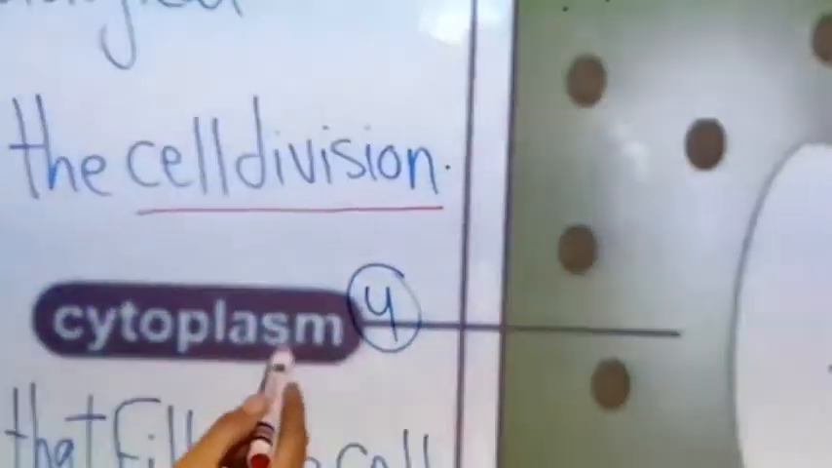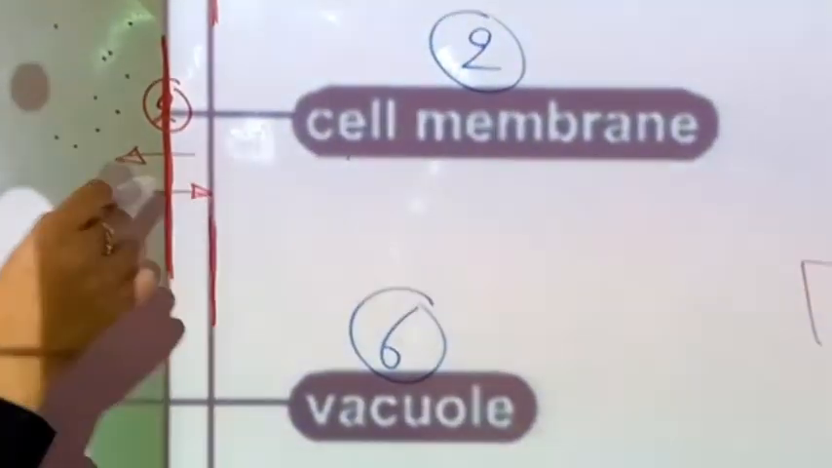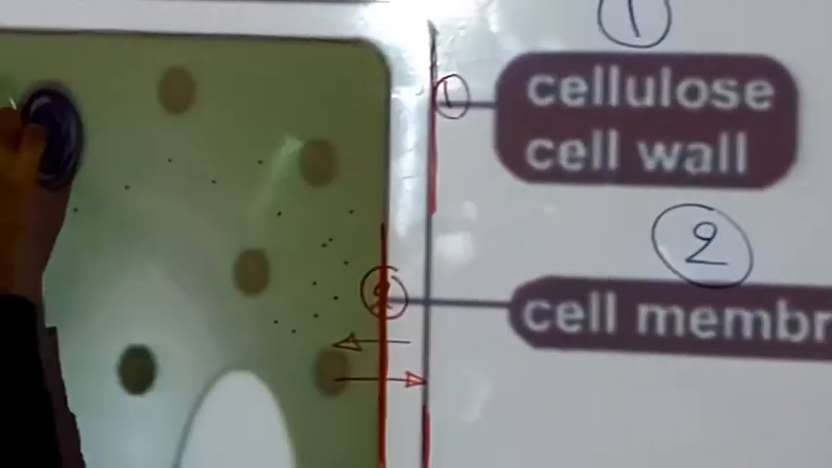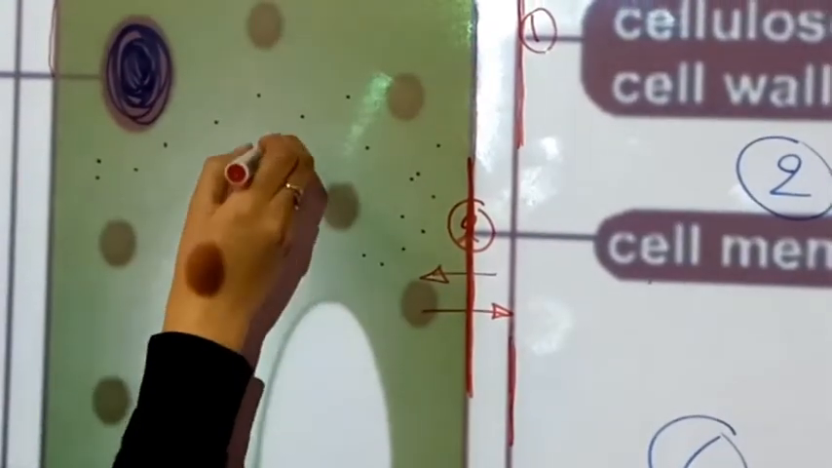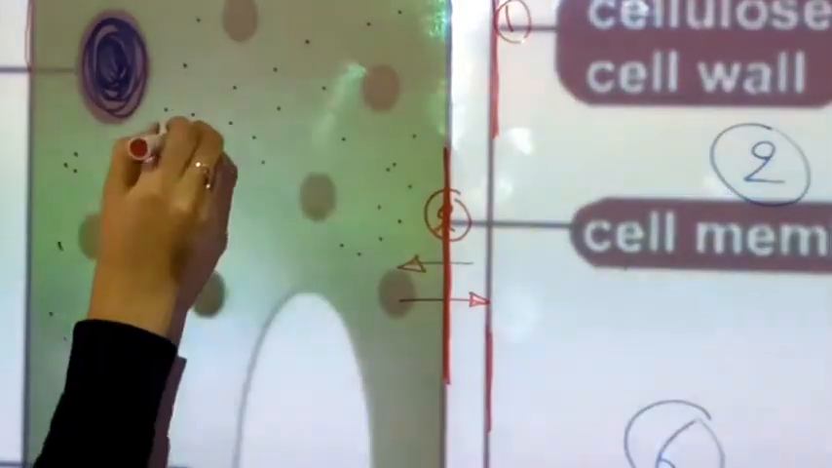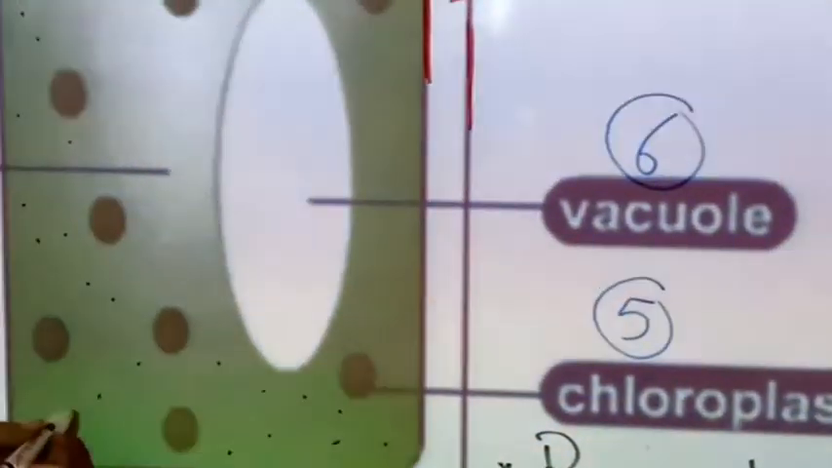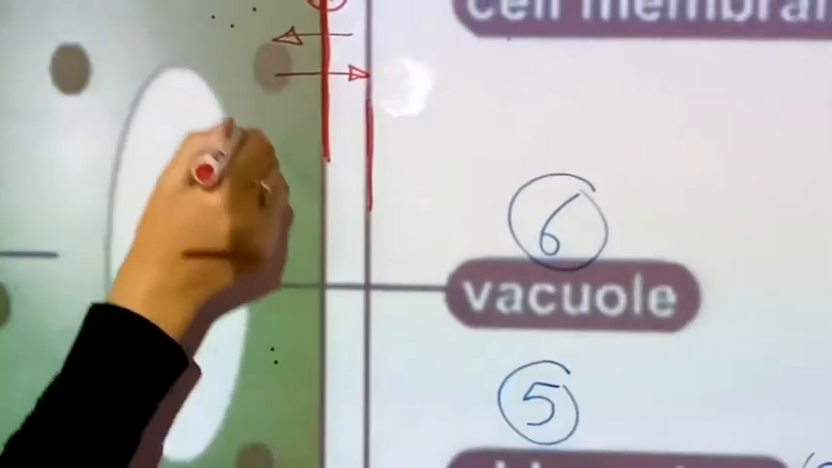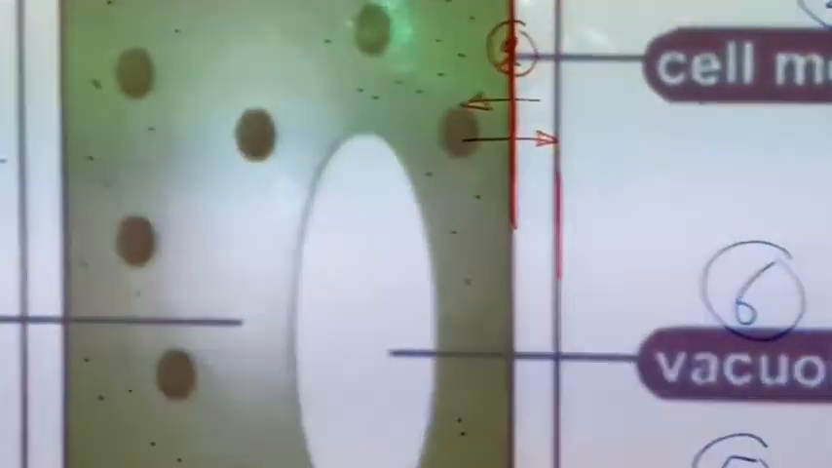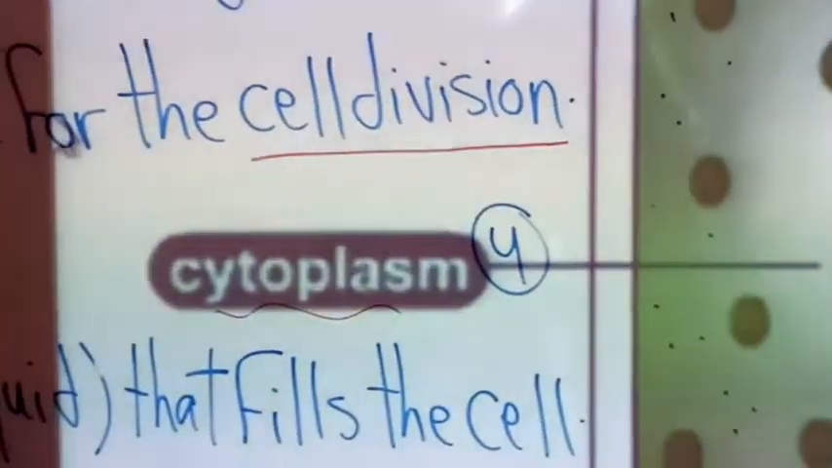Now, let's move to the cytoplasm. We mentioned that the cell membrane is the membrane which surrounds the cytoplasm. So, where is the cytoplasm? It's the liquid or fluid inside the cell. All this liquid or fluid inside the cell is the cytoplasm.